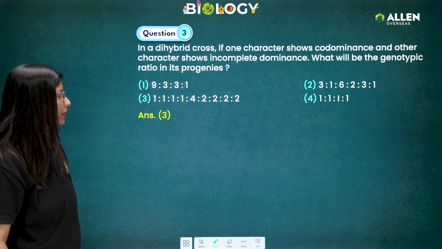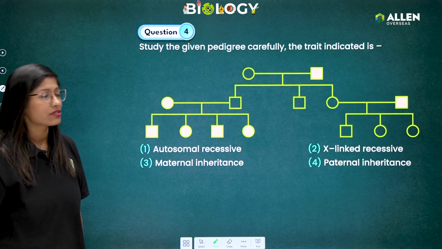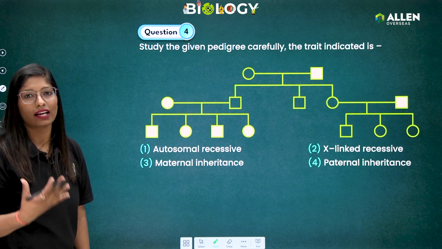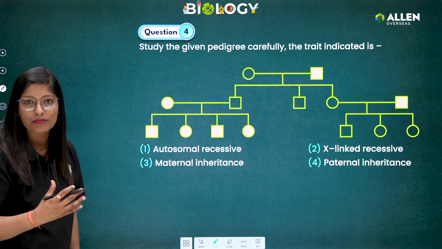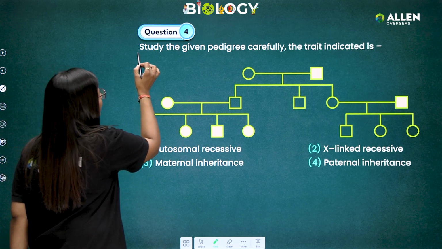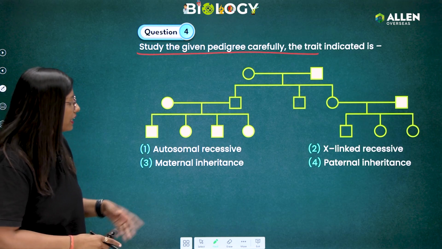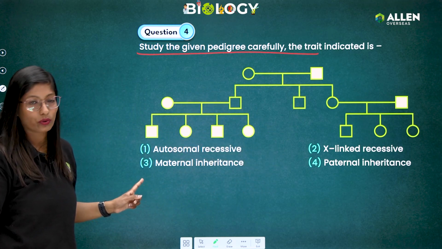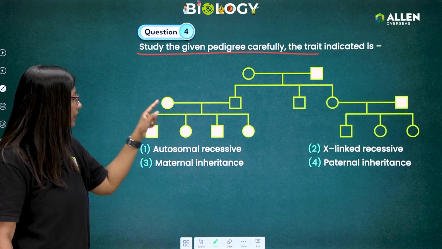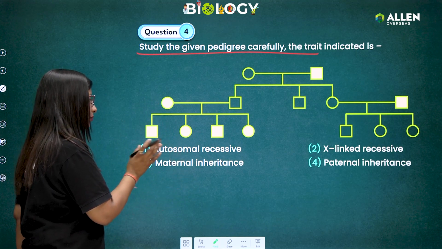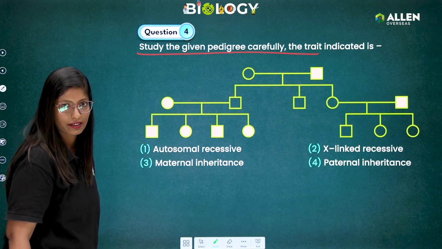Clear? Okay. Now coming to the next question, question number 4. Here they have given you a pedigree. Now pedigree, of course, is again an important type of question that comes in the NEET examination. So here they have given, study the given pedigree carefully. The trait which is indicated here, you have to find out. They have given you 4 options: autosomal recessive, X-linked recessive, maternal inheritance and paternal inheritance.